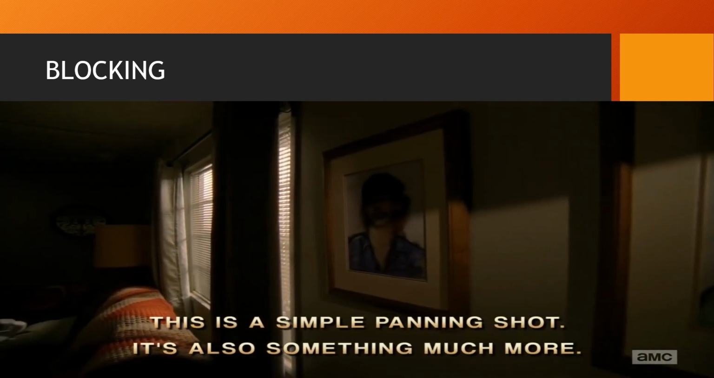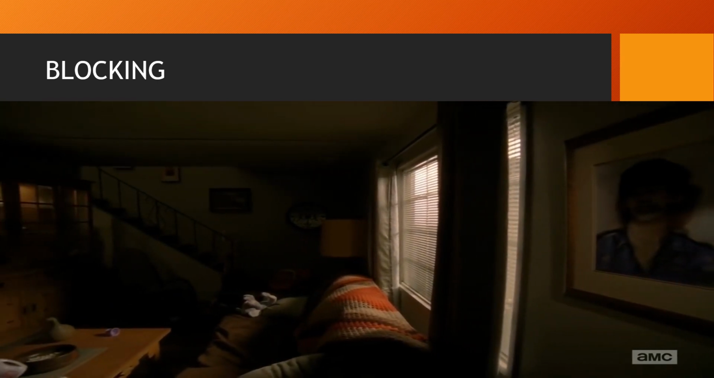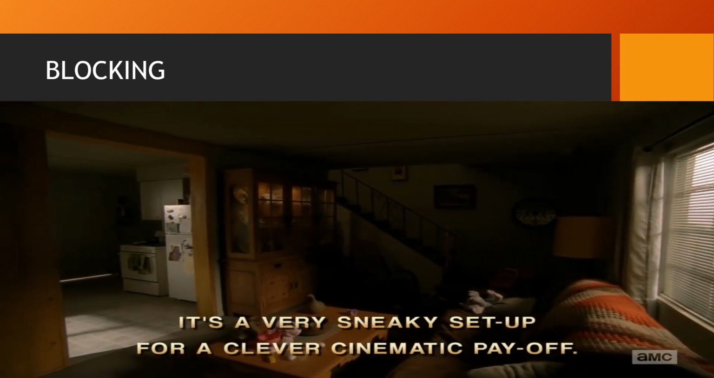Let's watch this video clip from the last episode of Breaking Bad to see how camera movement amplified the narrative and surprised the audience.